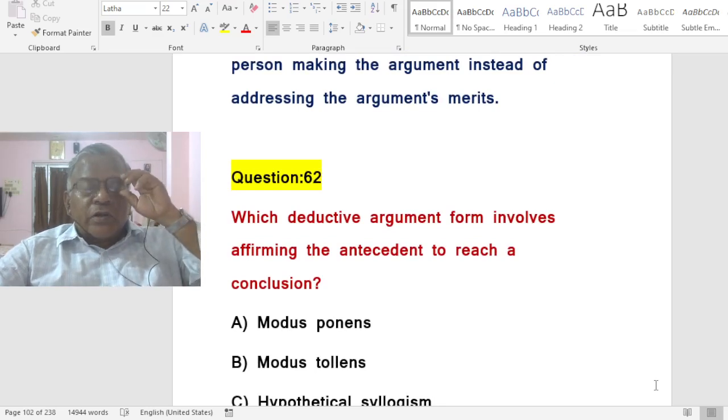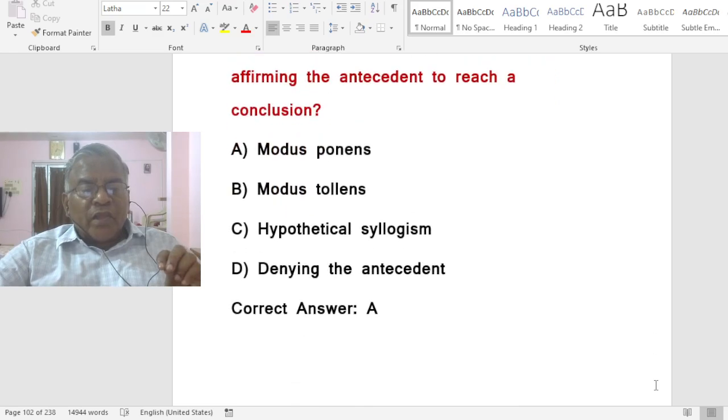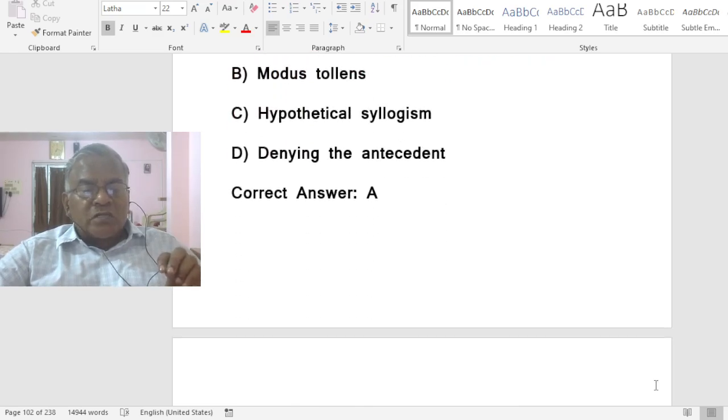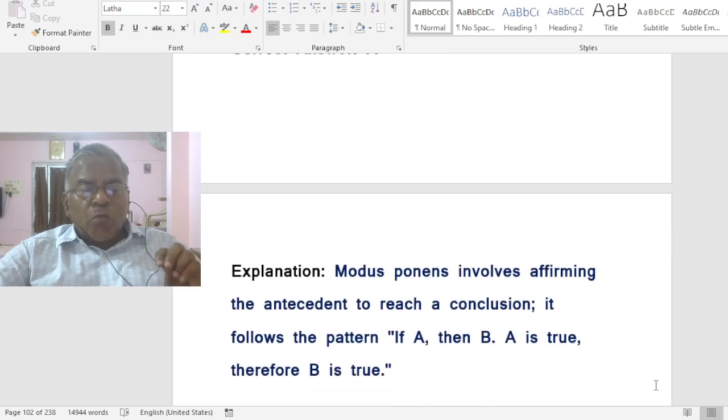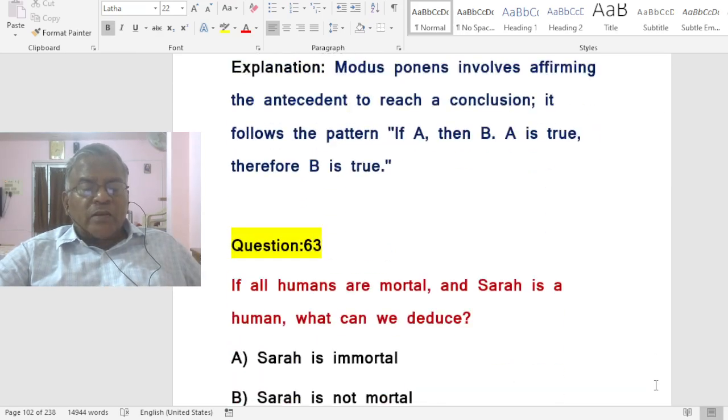Which deductive argument form involves affirming the antecedent to reach a conclusion? That is modus ponens. What do you mean by modus ponens? Modus ponens involves affirming the antecedent to reach a conclusion. It follows the pattern: if A, then B. A is true, therefore B is true. That is modus ponens.